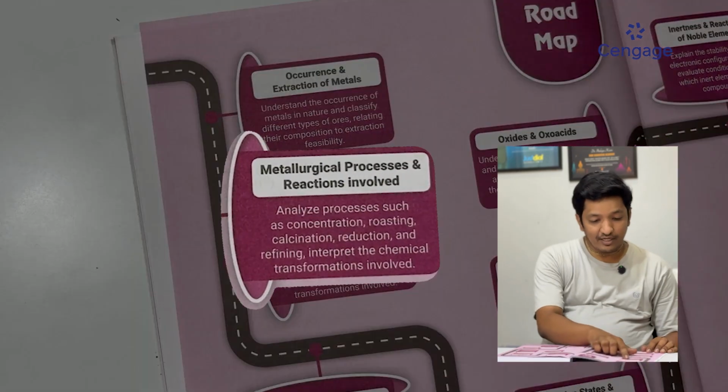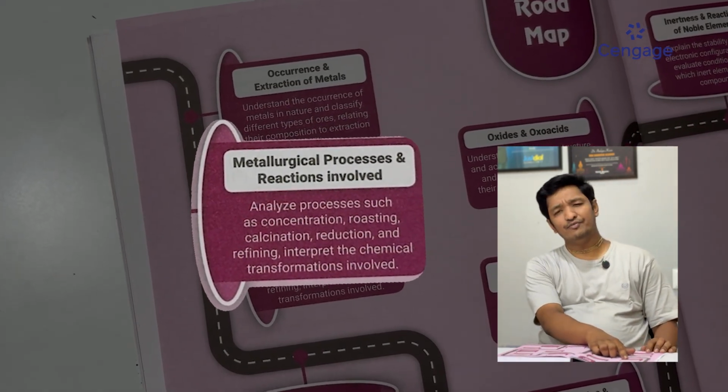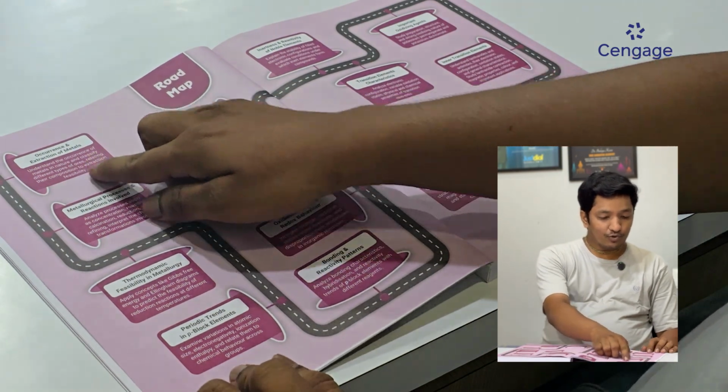Next are metallurgical processes and the reactions involved, where we see different processes, starting from crushing to concentration, different methods of concentration for different ores, and then calcination and roasting to convert sulfide and carbonate ores to oxides, and then reduction of ores to metals, and then purification of the metals. All those things are involved, and we go on the road.